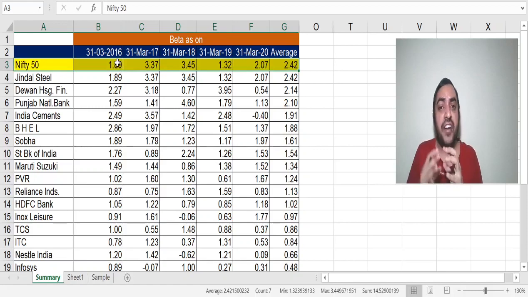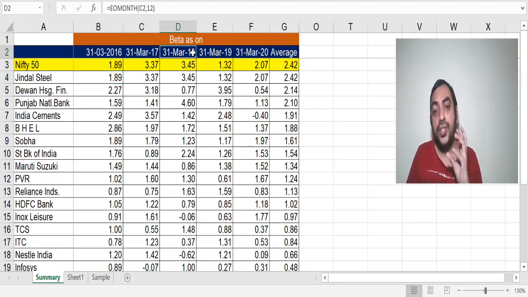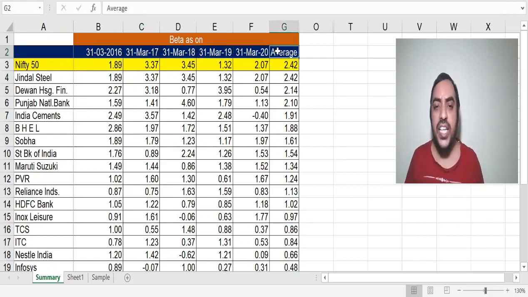So Nifty 50, I've taken as the market, and I've computed for some 25 companies. And I've calculated beta for every year. I'll show you as an example how to compute for one of the companies, then I will go into the analysis. These are the betas computed for the years 2016, 2017, 2018, 2019, and the year just ended, 31st March 2020.